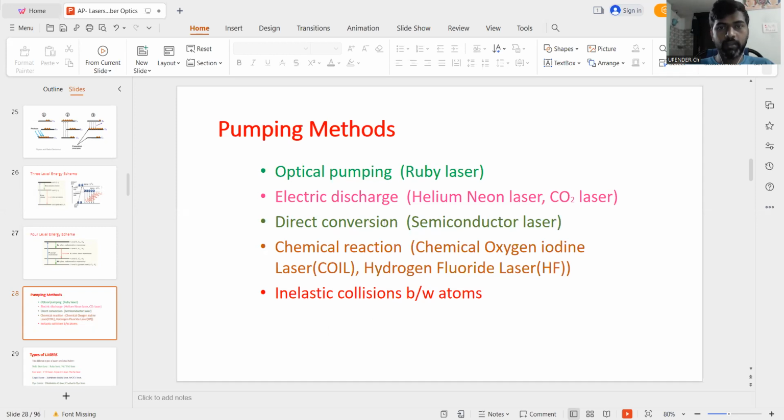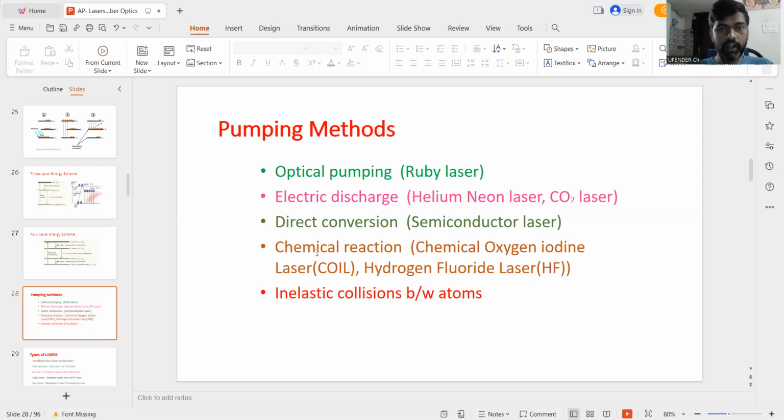The direct conversion method takes place in the case of semiconductor lasers. Direct conversion method means direct electrical energy. Because of the direct electrical energy, electrons and holes will be recombined with each other. Because of the recombination of electrons and holes, light energy will be emitted from the material. That is called laser light.